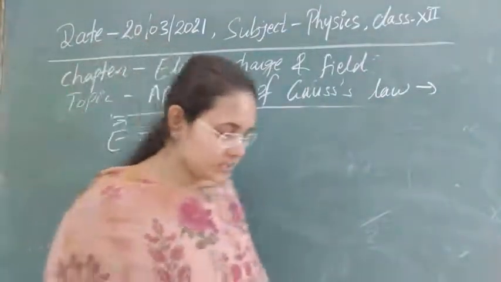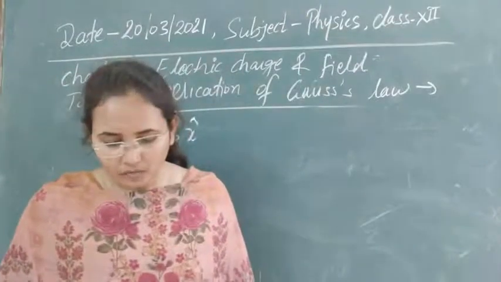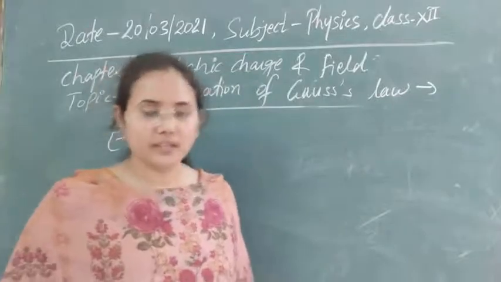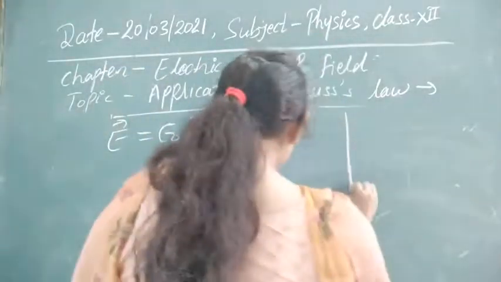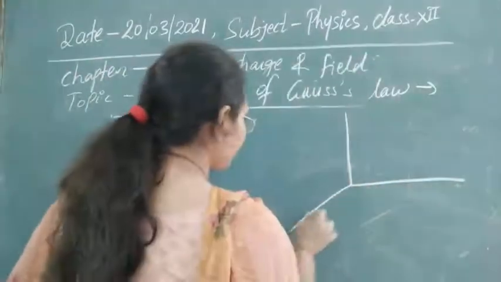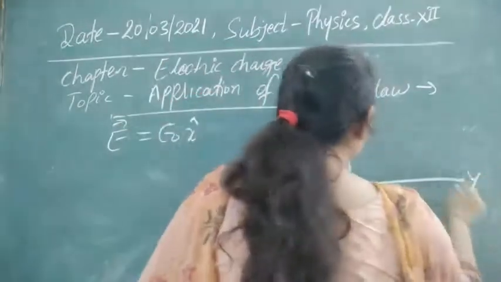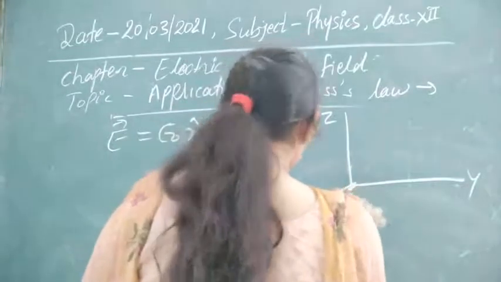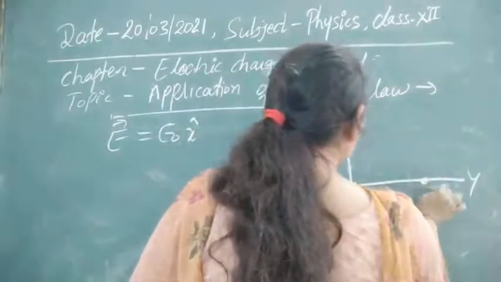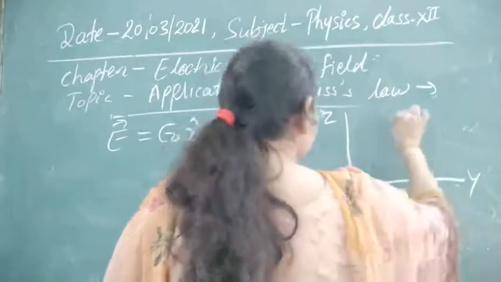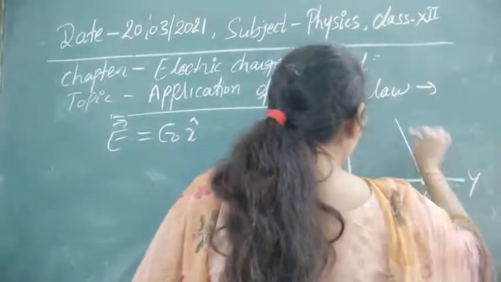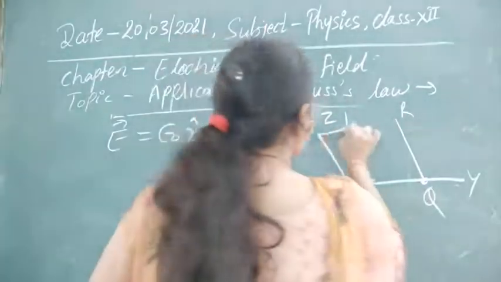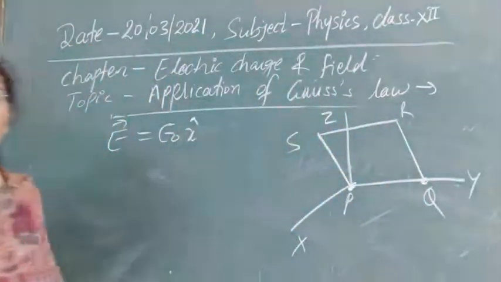Now where E0 is a constant quantity, what is the flux through the area that is given in the figure due to this field? So one figure is given to us. This is a three-dimensional figure. This is y, this is z, and this is x. This is a point P. Here a point Q is given. Here one point R is given, and here one more point S is given. Means it is overall a parallelogram.